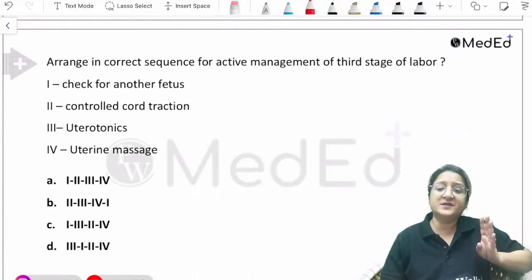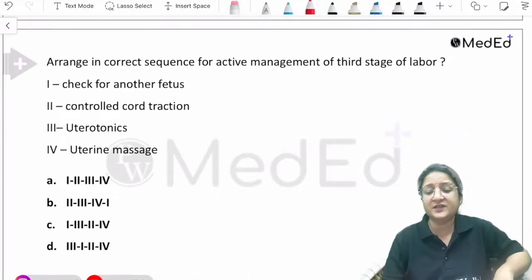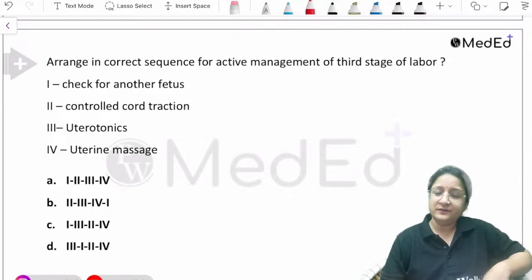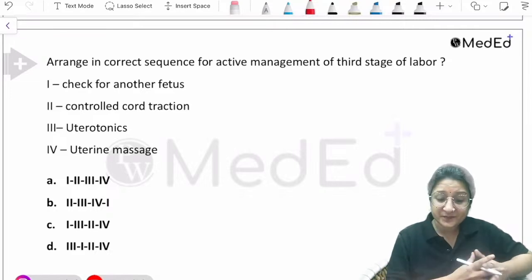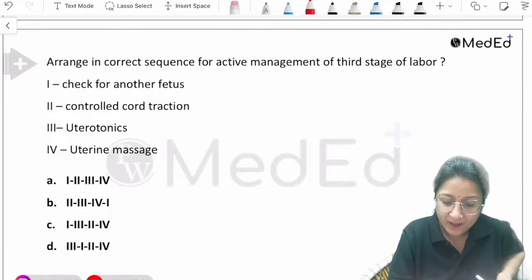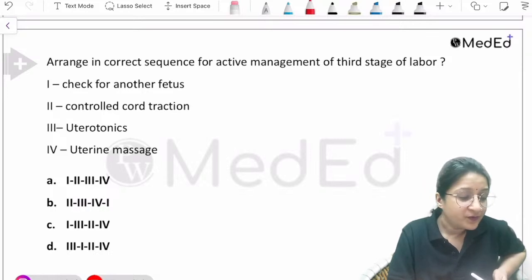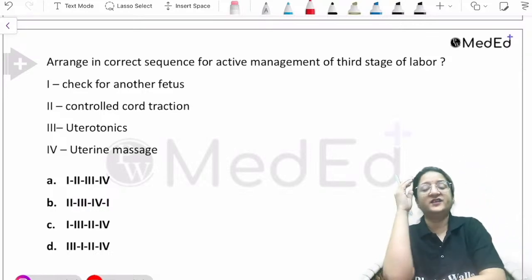Straightforward question, previous year MCQ: arrange in correct sequence for active management of third stage of labor. Check for another fetus, controlled cord traction, uterotonics, uterine massage. What is the correct sequence? Waiting for your responses.